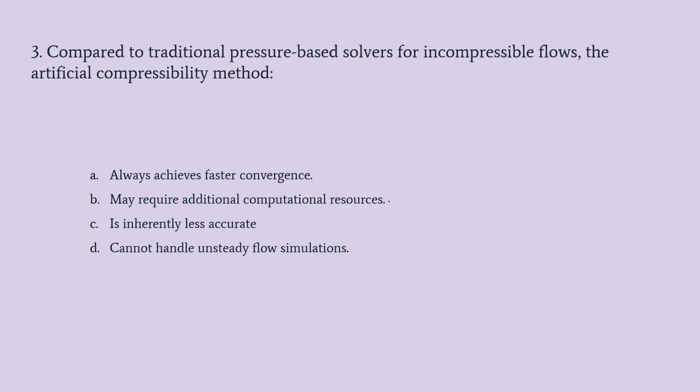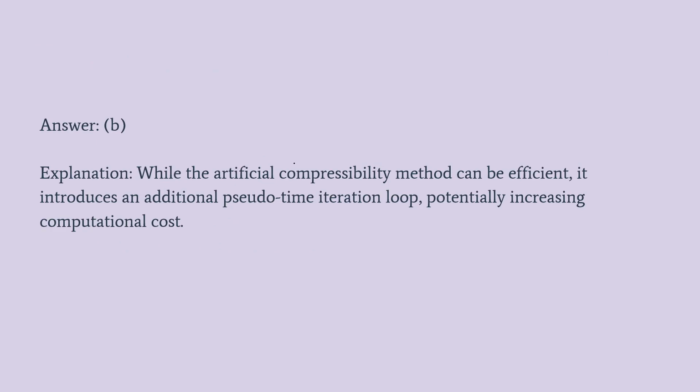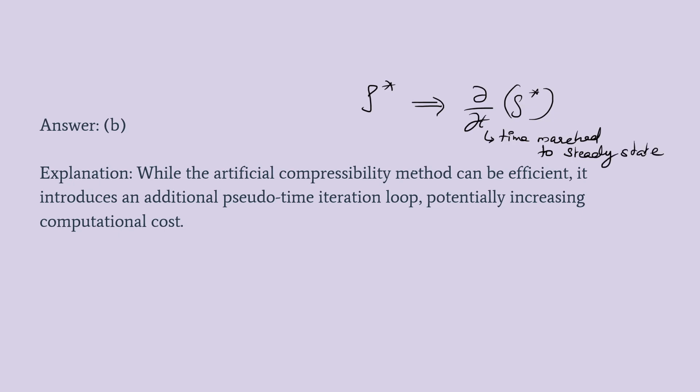So our answer is option B. It may require additional computational resources, because we already discussed that we are introducing a new term rho star, in the form of ∂/∂t of rho star. So this term needs to be discretized in time, and it should be time marched up to steady state, so that the influence of this term is removed from our solutions. So this whole process will need some additional computational cost.